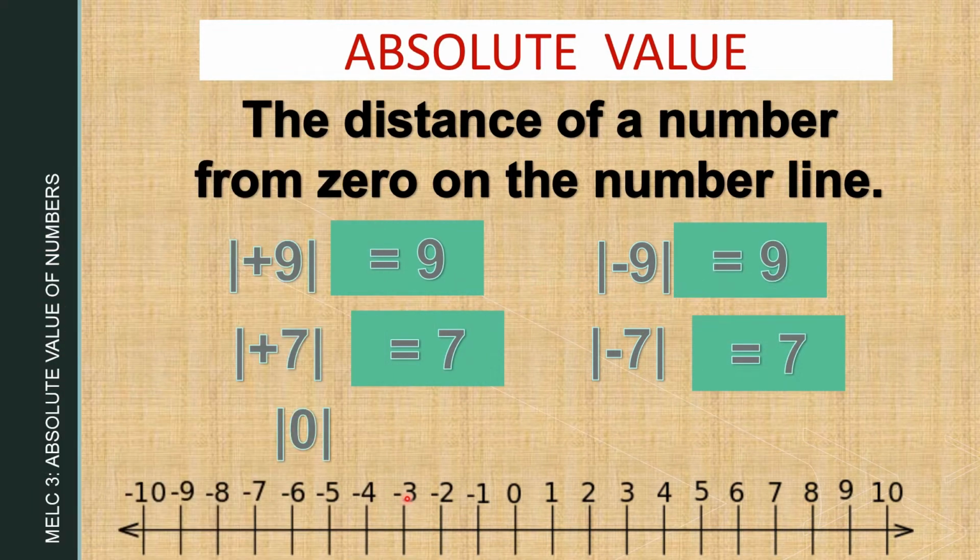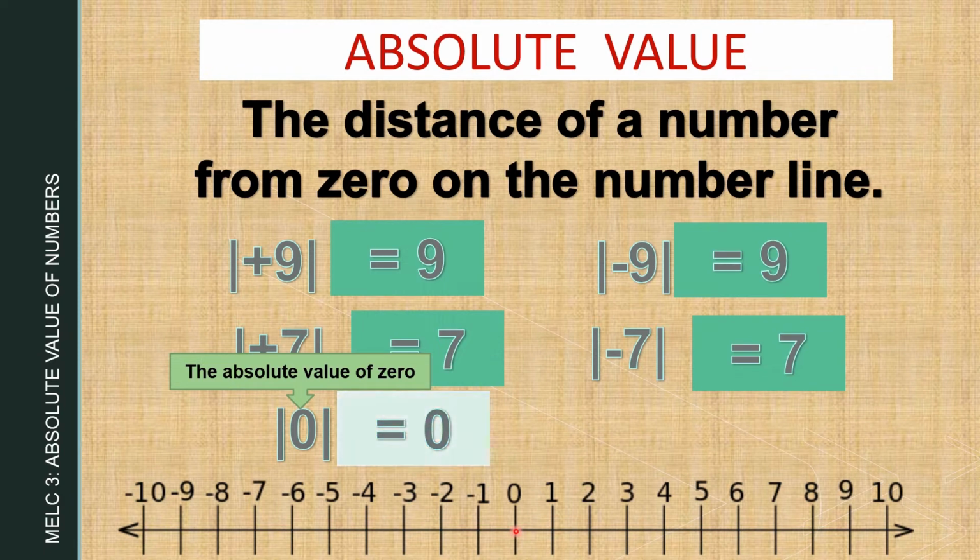How about this? The absolute value of 0. How far is 0 from 0? Of course, it's still 0. It is 0 units away from 0, from itself. Okay, so 0 is the absolute value of 0.